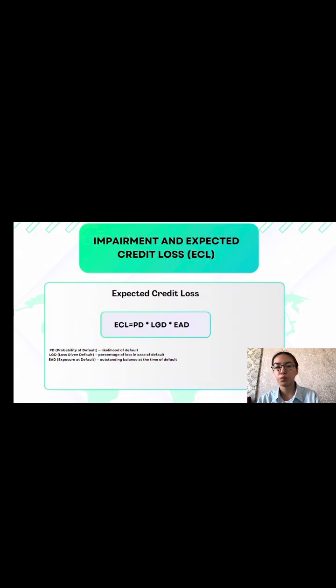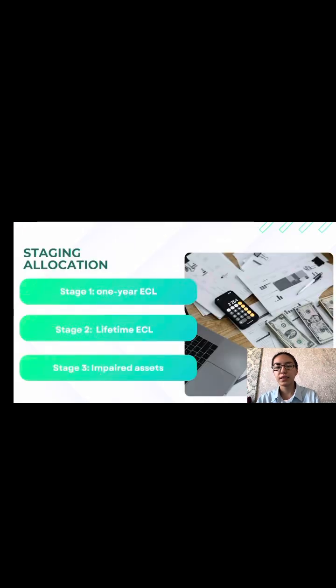multiplied by LGD multiplied by EAD. Another important feature of IFRS 9 is that expected credit loss is divided into 3 stages. Stage 1, 1-year ECL. Stage 2, lifetime ECL, when risk has increased. Stage 3, loans that are already impaired.